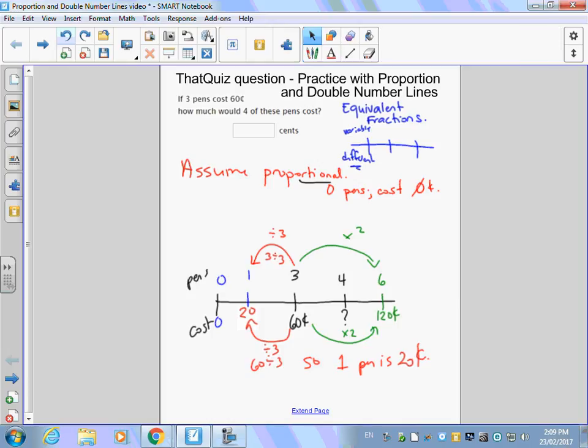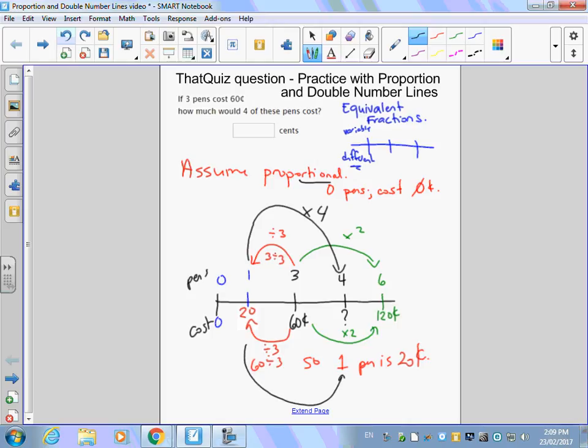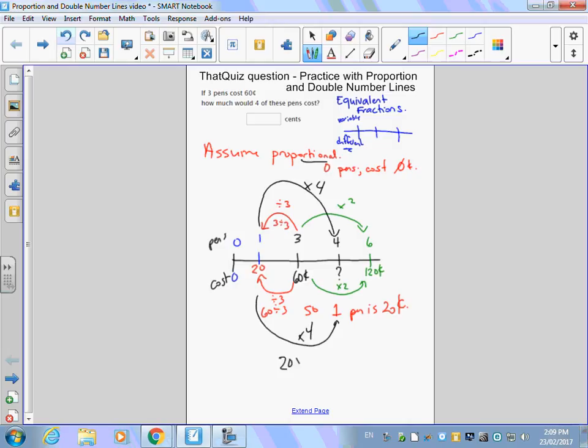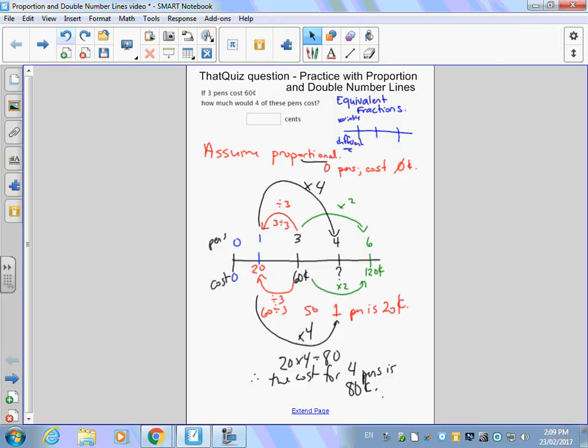So I should be able then to increase the number of pens up to 4. So if I multiply the cost for 1 pen by 4, I will have the cost. So I'm going to times here 4. So 20 times 4 is 80. Therefore, the cost for 4 pens is 80 cents. And it would be nice if I could make that extremely legible.